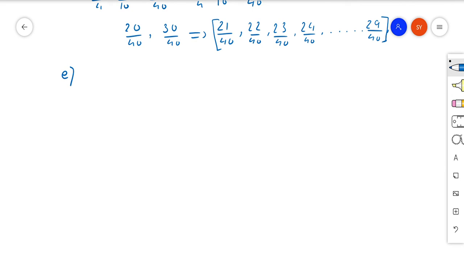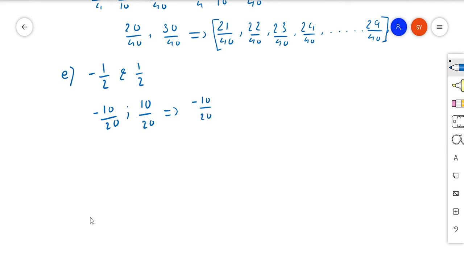Okay, E. Here is negative half and positive half. So again the same thing, we'll multiply both sides by 10. It will become minus 10 by 20 and plus 10 by 20. So what are the numbers in between? You can write it as minus 10 by 20.